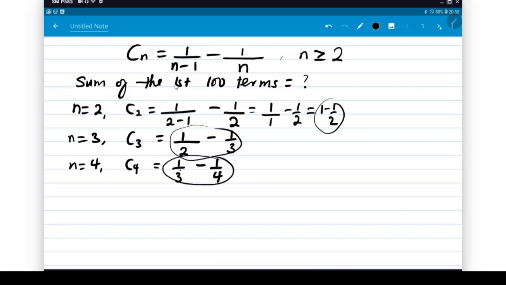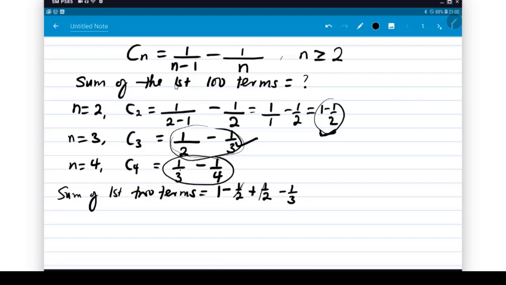Can we use this pattern to get the sum? No, it's not really giving us a pattern that we can use to get the sum easily. Now, if that is not working, the other thing we do is to look at the pattern of the sums. Let's do the sum of the first 2 terms. That will be 1 minus 1 over 2 plus 1 over 2 minus 1 over 3. That's the first and second. And this eliminates this, and this gives us 1 minus 1 over 3.